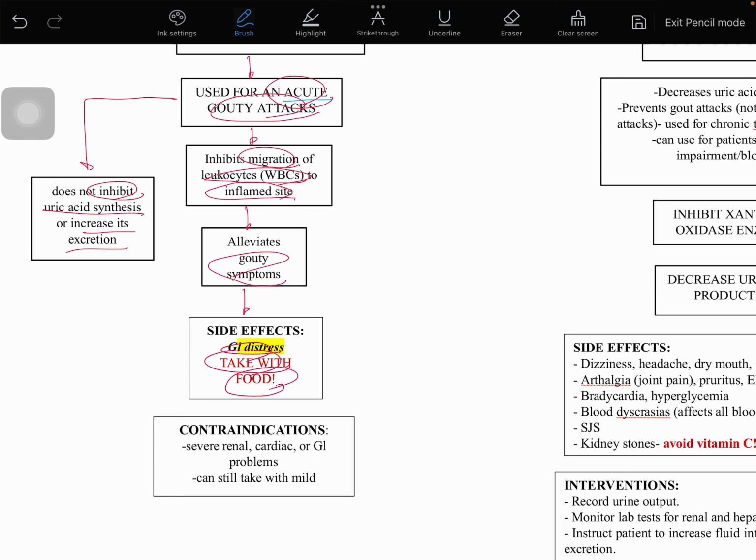So what are the contraindications of this medication? Number 1, of course, you have to take precautions when you are going to administer this type of medication. Okay, number 1, kapag si patient meron siyang severe renal, cardiac, or GI problems. Okay, but still, they could still take this medication, but of course, with the help of your assessment. And of course, the laboratory values that you need to assess or closely monitor bago tayo magbigay ng colchicine natin. So that is your colchicine.